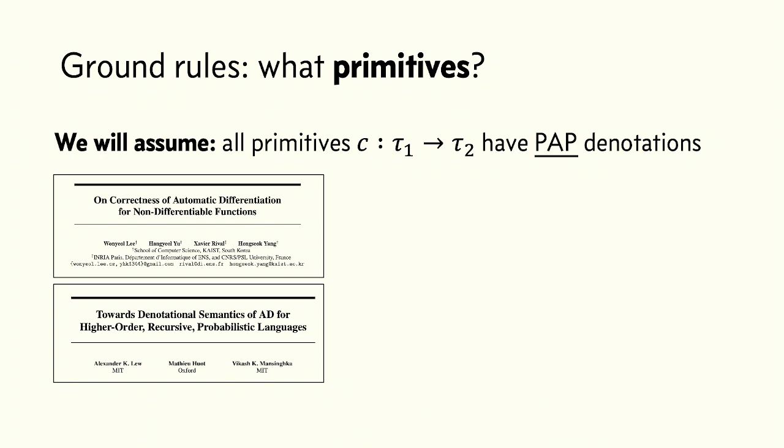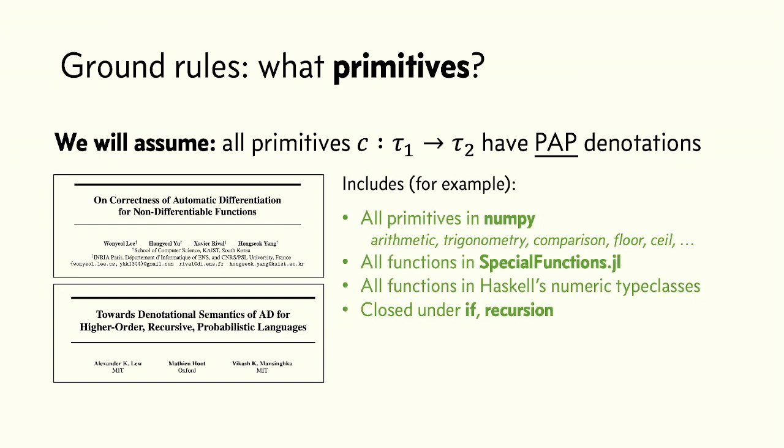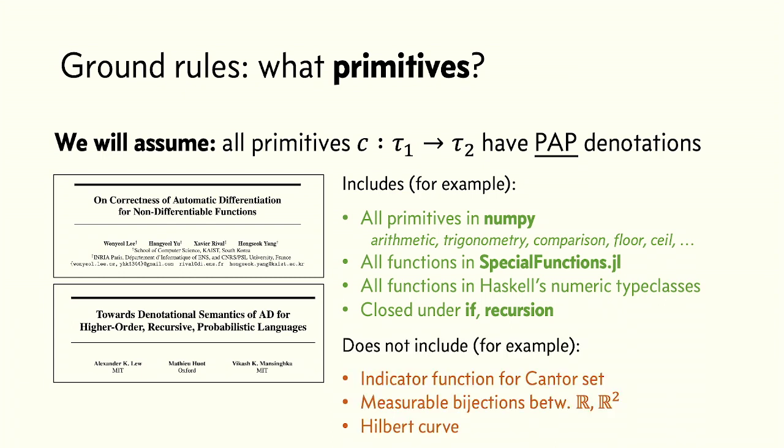This class of functions was introduced by Wanyol and his colleagues in a great NeurIPS 2020 paper, and we extended the definition to cover higher order and partial functions in a workshop paper last year. To give you an intuitive sense of what's included versus left out, all of the operations exposed by NumPy and Julia's math libraries and Haskell's numeric libraries, all the things that you typically find in a math library, including special functions, fit this definition. And any program you could write that composes those operations using branching and recursion also fits the definition. But examples of things that are not included are weird things like space-filling curves and indicator functions for the Cantor set.